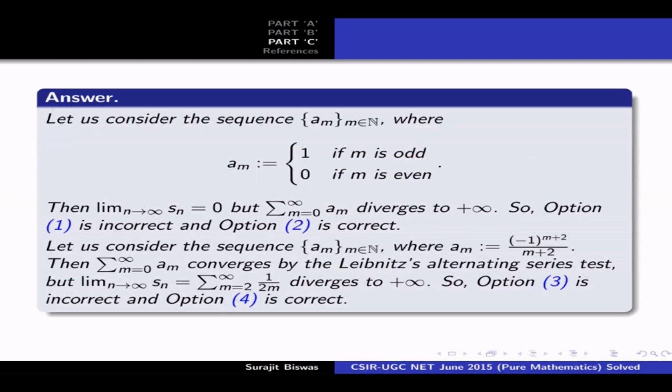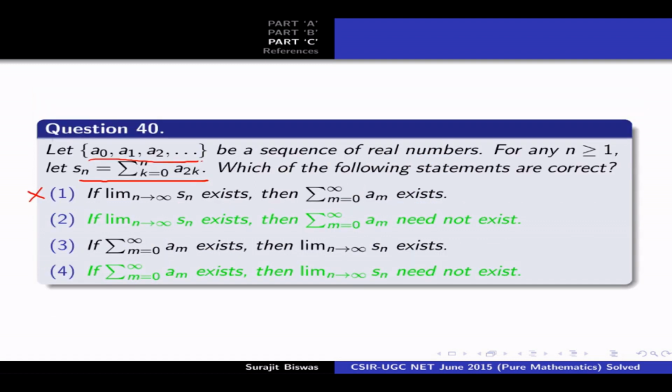So let us consider the sequence a_m, m belongs to N, where a_m equals 1 if m is odd and a_m equals 0 if m is even. Then limit n tends to infinity S_n equals 0, but the sum m equal to 0 to infinity a_m diverges to plus infinity, because it will be 1 plus 0 plus 1 plus 0 plus and so on. So this diverges to infinity, of course. So option 1 is incorrect, and therefore option 2 is correct, because this is complementary to 1.